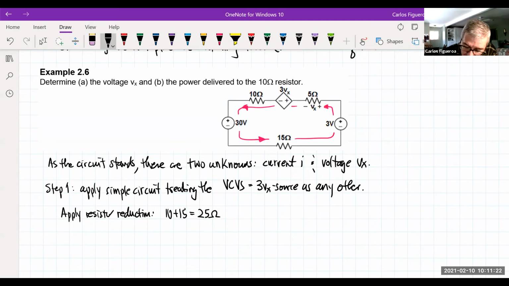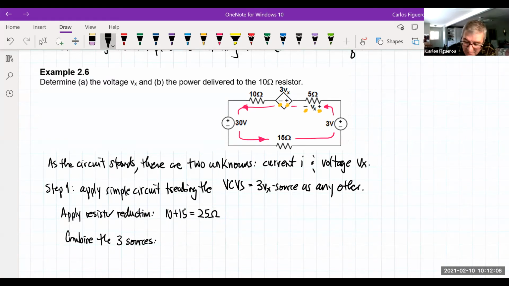Now note that I have 3 sources that are in series. So I'm going to combine the 3 sources here. Look at the polarity of the Vx. So what I look at is the polarity. And when you look at the polarity, look how this is plus, look how this is minus. Look at the 3Vx, that's plus, that's minus. So it's in the same direction. Look at the 30. I got the plus and the minus, but look at the 3 volt, it's the opposite.